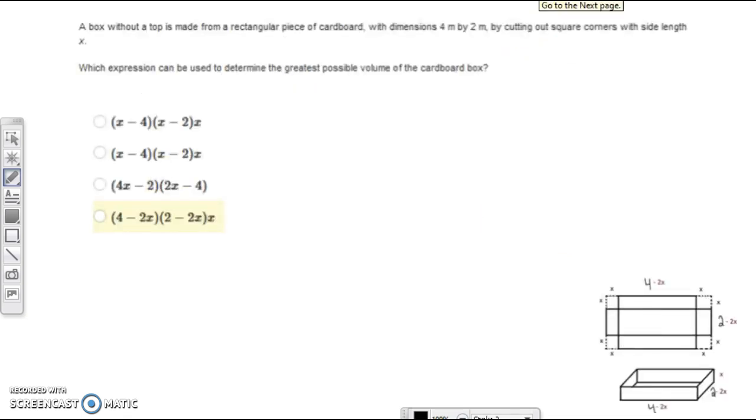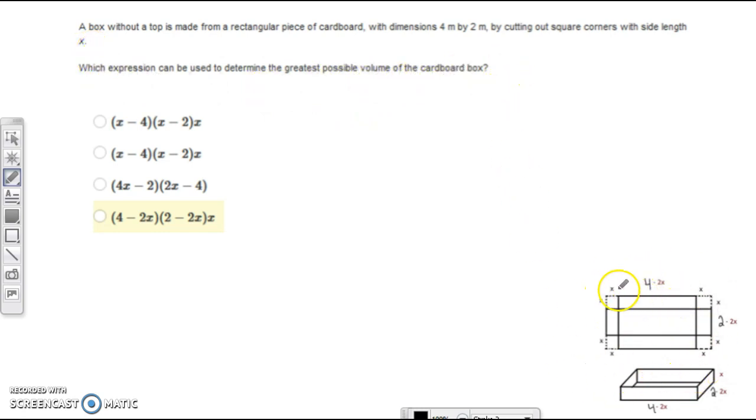All right, so now we're talking about maximizing the volume. It says a box without a top is made from a rectangular piece of cardboard with dimensions of 4 by 2. By cutting out square corners with side lengths x, which expression can be used to determine the greatest possible volume of the cardboard box? So here's our image down here.